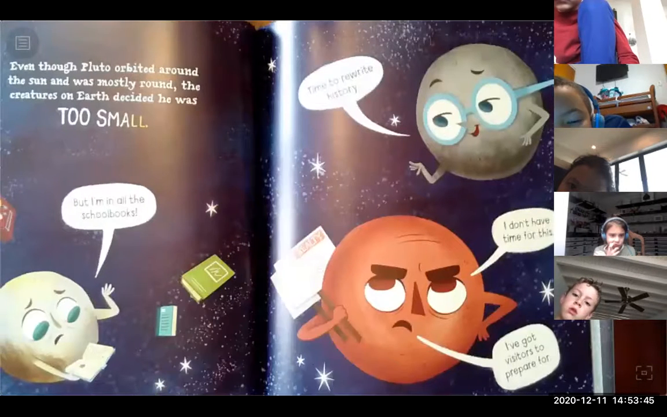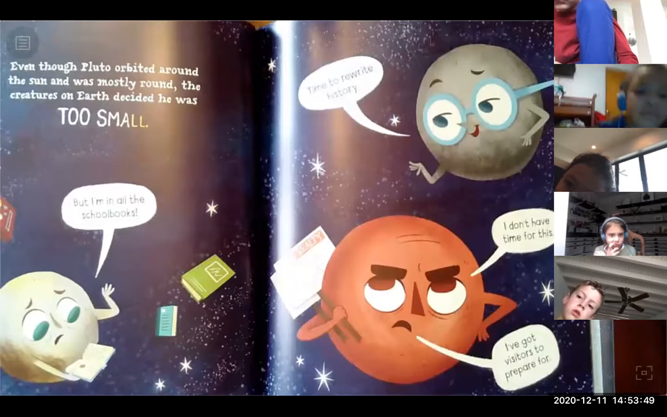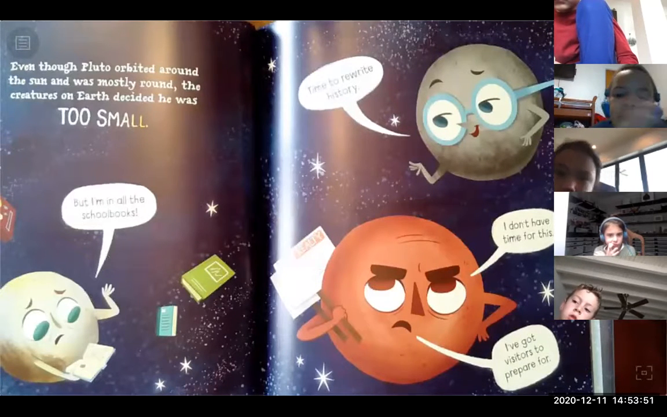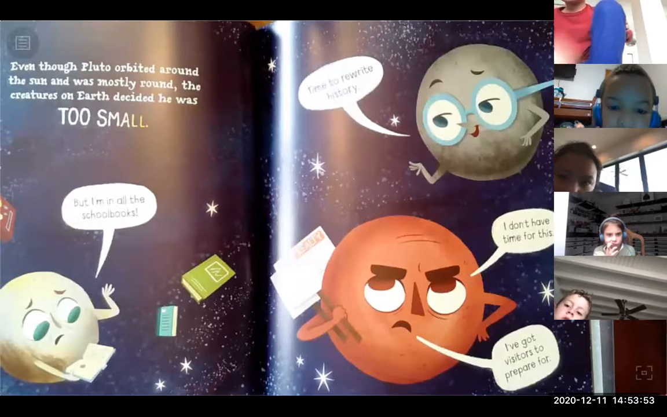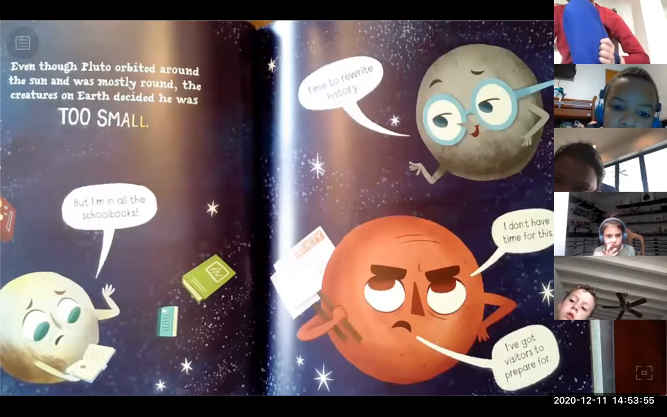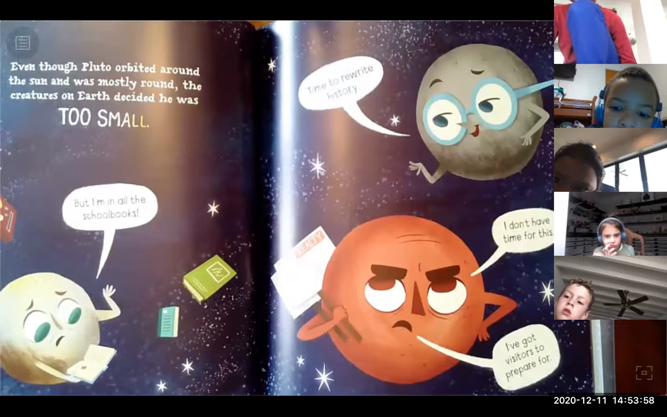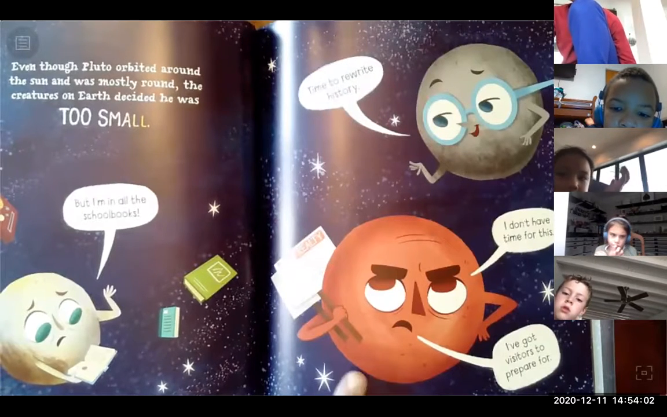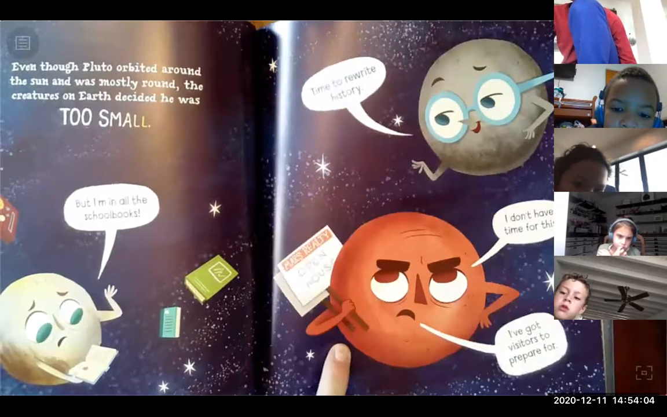Even though Pluto orbited around the sun and was mostly round, the creatures on Earth decided he was too small. "But I'm in all the school books." "Time to rewrite history. I don't have time for this. I've got visitors to prepare for." Uh-oh. So Mars is getting ready for visitors from Earth, it looks like.